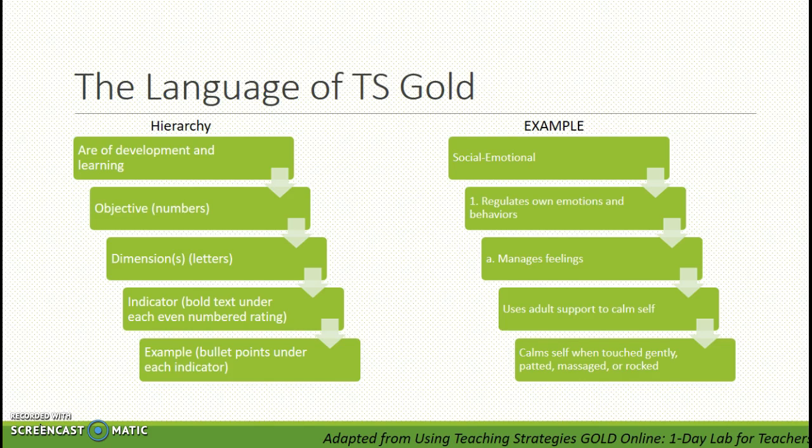So an example of an area of development and learning might be social emotional. And an example of the objective might be the first one, regulates own emotions and behaviors. And then you've got dimensions within that, and so a dimension might be A, manages feelings. And then there are some indicators of that. So an indicator might be uses adult support to calm self. And so an example might be calming oneself when touched gently, patted, massaged, or rocked. So that's kind of how the hierarchy of the TS Gold system works.